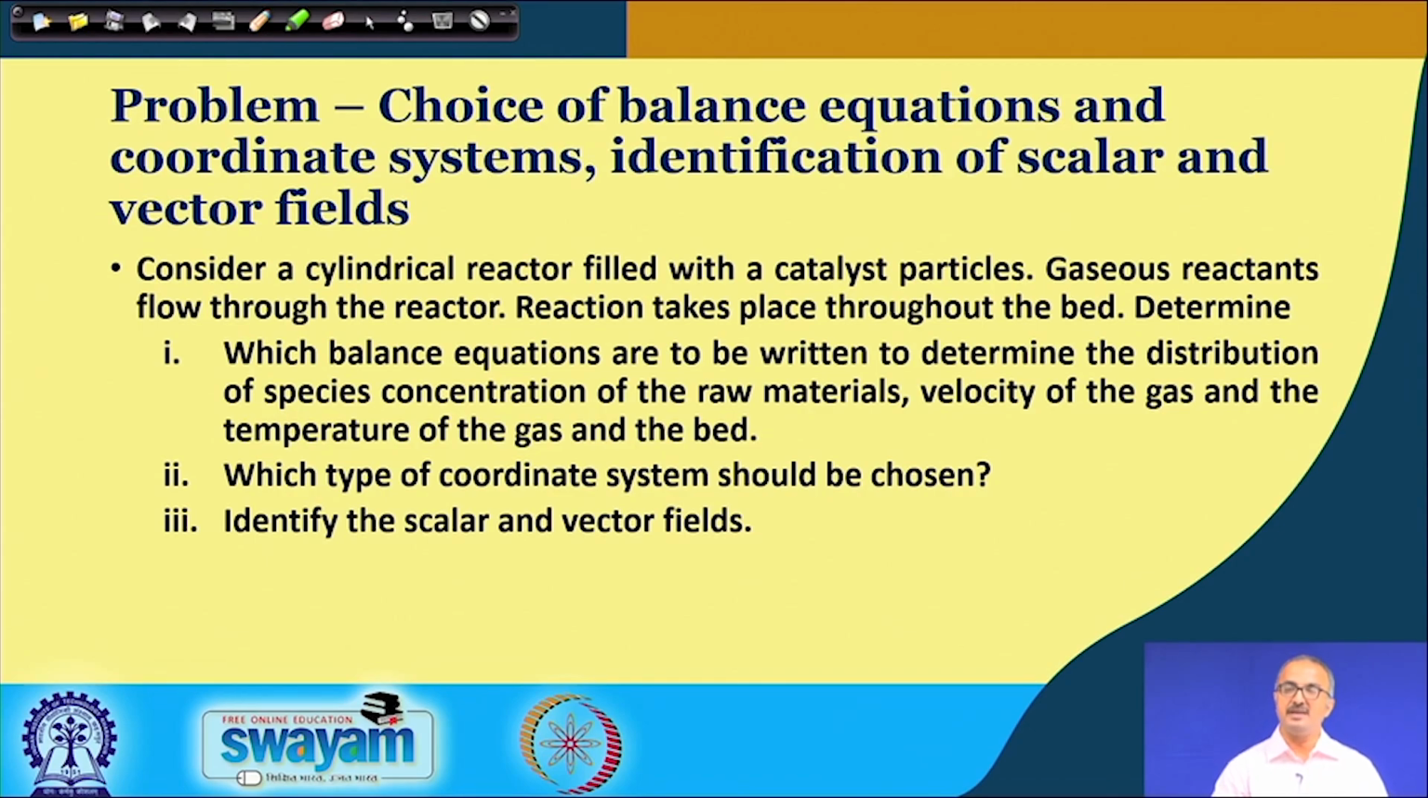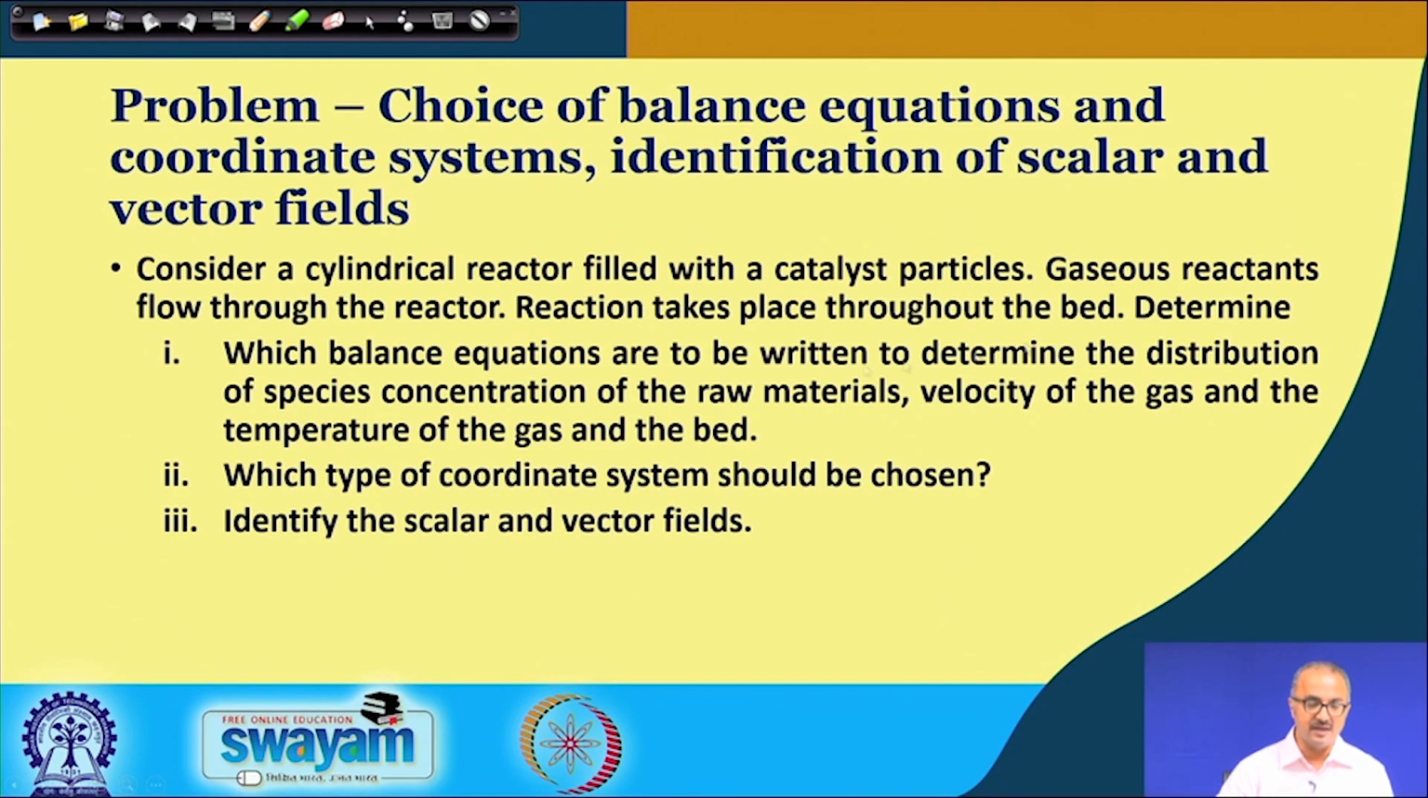The next problem is based on balance equations, coordinate systems, and identification of scalar and vector fields. Given the problem, you have to identify what kind of balance equations you would need, what kind of coordinate system you would go for, and which are the scalar fields and which are the vector fields. Here we consider a cylindrical reactor filled with catalyst particles. Reactors often have a catalyst because it helps in lowering the extremity of conditions, for example temperature or pressure, needed for a reaction.